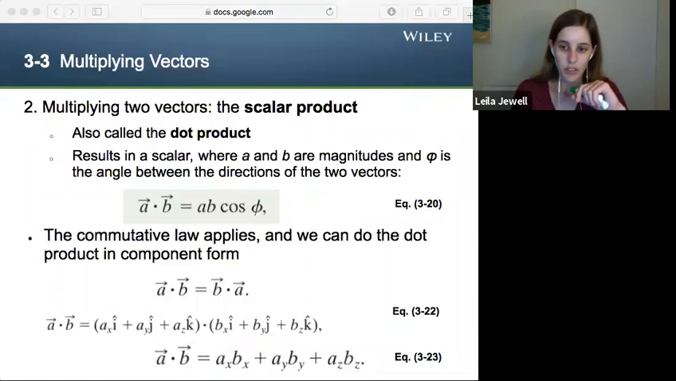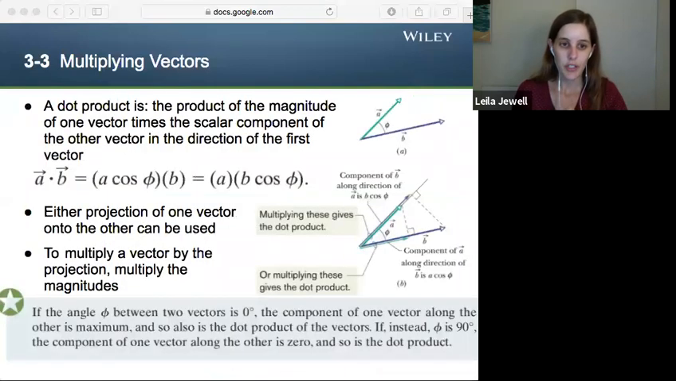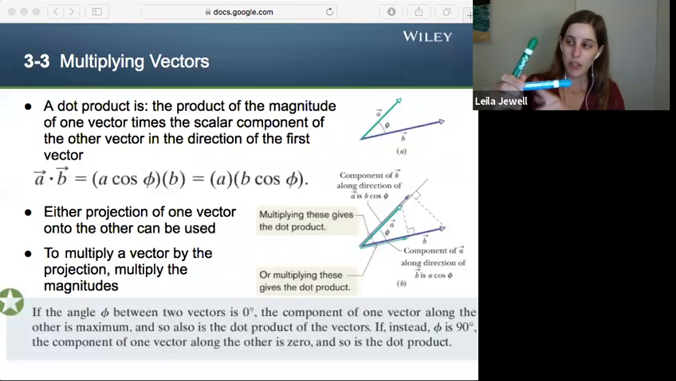So a little more about the dot product. A way to think about it is it's the product of the magnitude of one vector times the scalar component of the other vector in the direction of the first vector. In other words, we're trying to find out how much our 2 vectors point in the same direction. So if we take the scalar component of one vector to see how much it's pointing along the same, and then multiply those together. So that's what's shown here in the picture.